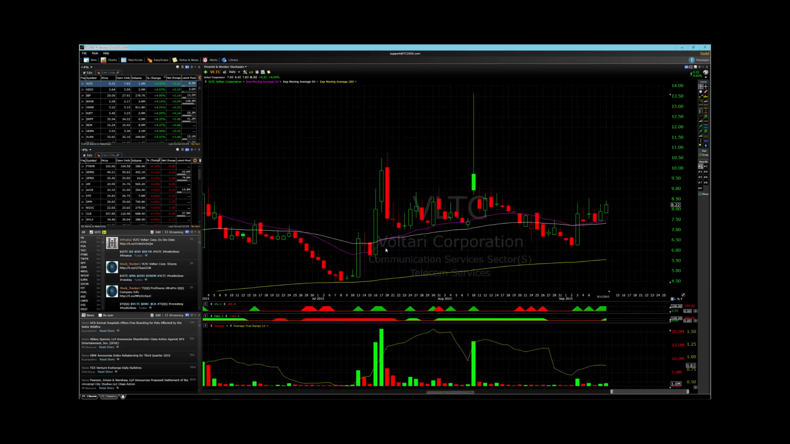Okay, the other scanning tool that I use and have used relatively heavily with great success so far in 2015 is relatively new to me, and it is a TC2000 setup. I use TC2000 for these particular scans. You can see them over here on the left. There's a long scanner and a short scanner for small to mid-cap stocks.